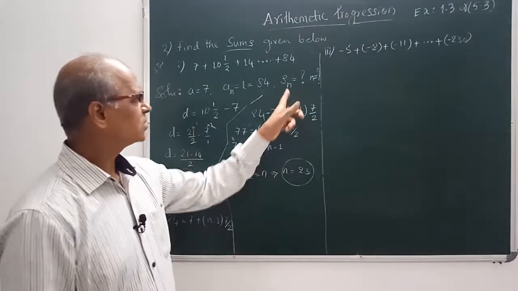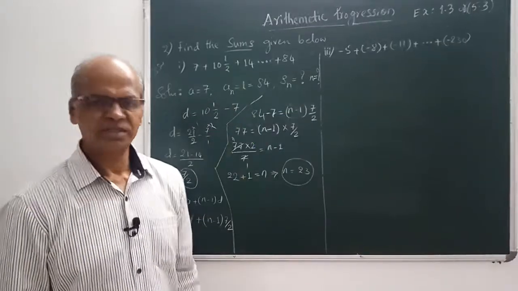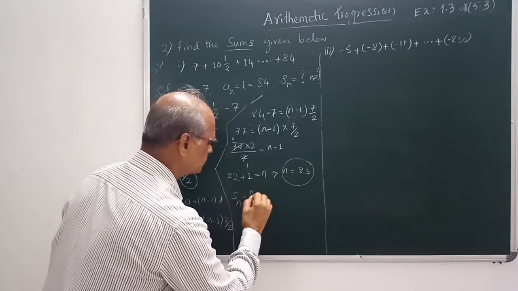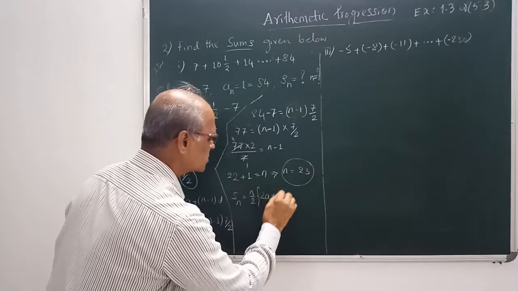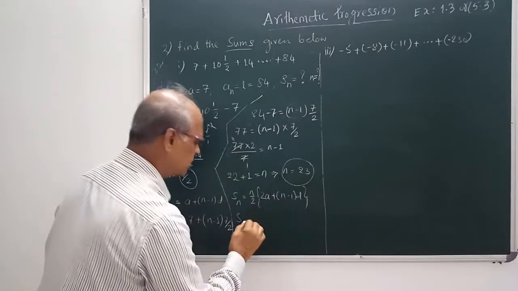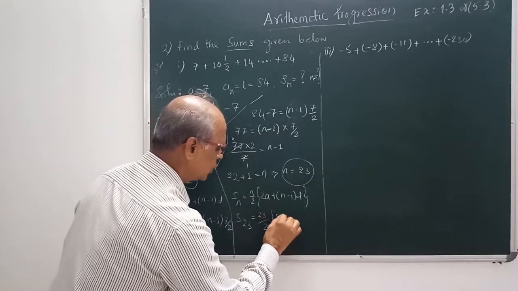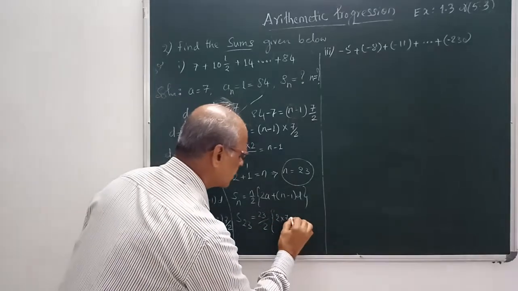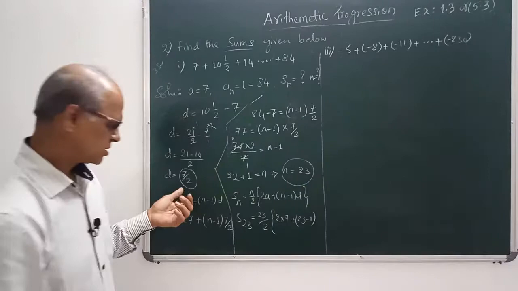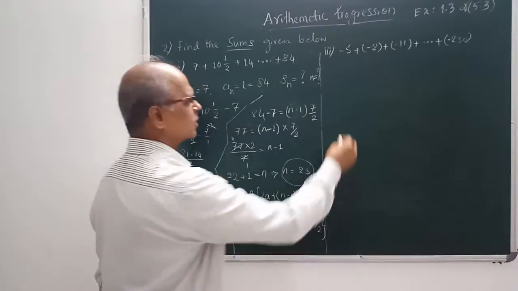Now you have to use what? Sn formula. n we know, A we know, and D also we know. You go for the Sn formula. So what is it? Sn is equal to n by 2, 2a plus n minus 1 d. Right. So Sn means S23 is equal to 23 by 2, 2 into 7, plus 23 minus 1 times d, which is 7 by 2. Bracket complete.